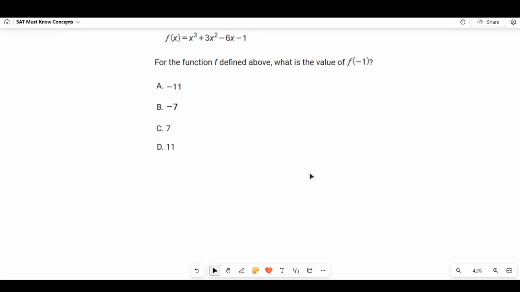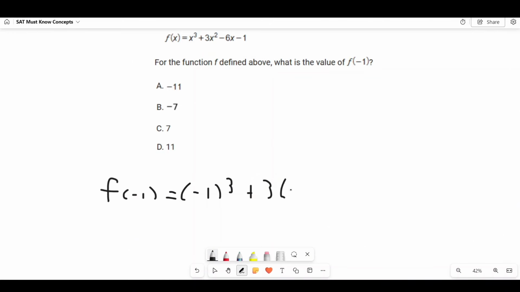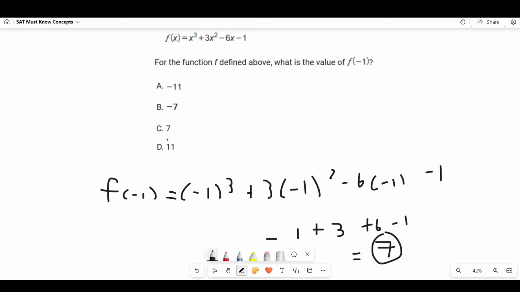Here we have another nonlinear equation, and we're asked to give the value of f of -1. This question is actually quite simple because all you have to do is plug in when x is -1. So f of -1 would just be equal to -1 cubed plus 3 times -1 squared minus 6 times -1 minus 1. And when you compute all of that, we get -1 plus 3 plus 6 minus 1, and that comes out to 7. So our answer is just C.